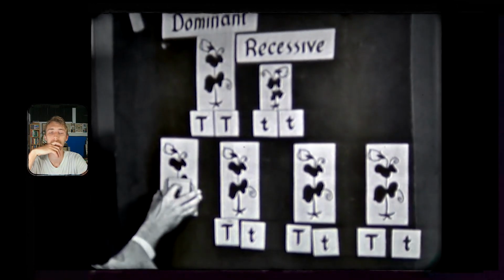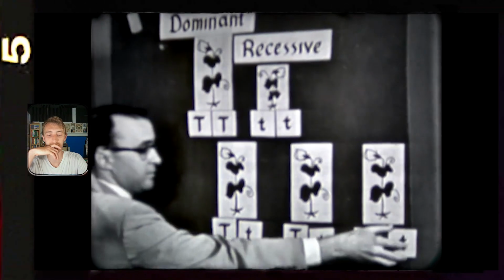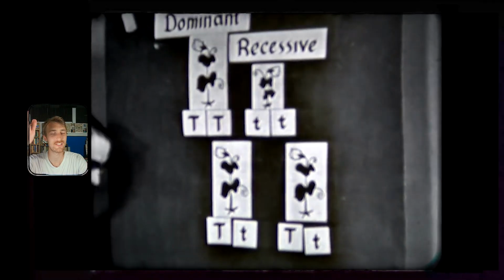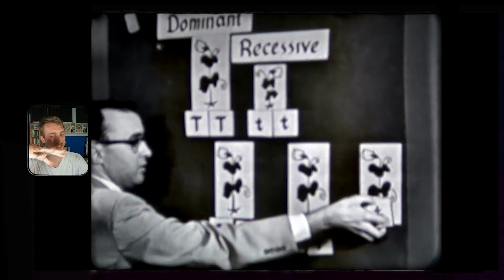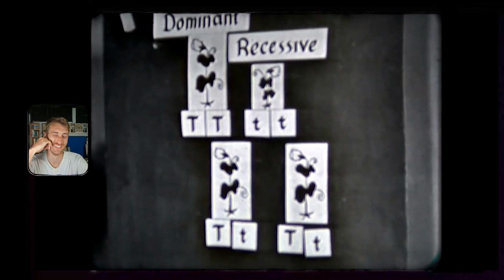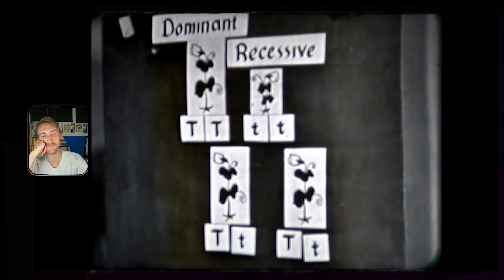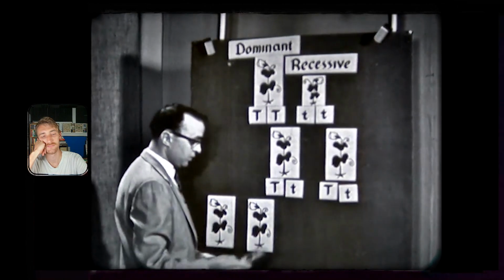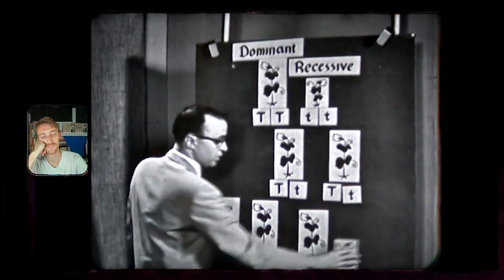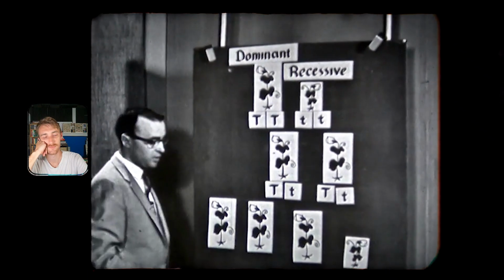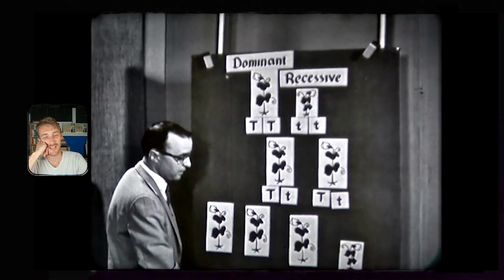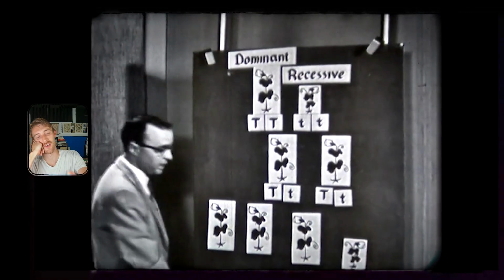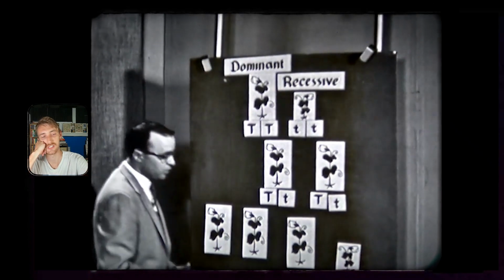Mendel next crossed two of the hybrid plants. This time, he got 3 tall to each short plant. Perhaps we can see why. Yeah, I already said what's going to happen when you cross the hybrids. 1 tall is going to be double tall, 2 talls are going to be heterozygous tall, and then the 1 is just going to be all lowercase.